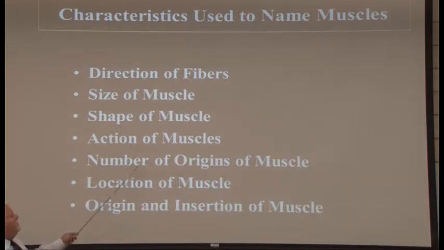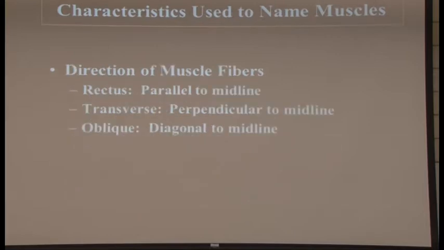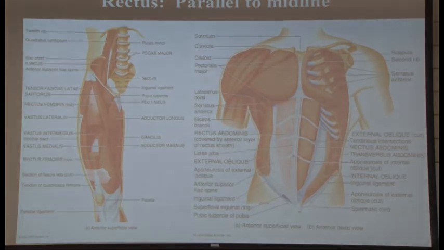And then what we'll see is that a couple of these characteristics can be used collectively to actually name a muscle in an effective way. So if we're looking at direction of fibers, then if we want to describe the fibers as running parallel to some ideal midline, then we would say the word rectus as a way to indicate those parallel fibers. We could have fibers running perpendicular to the midline, and then we would use the word transverse in the name itself. And we could have fibers running at an angle to the midline, and then we would use the word oblique. So yesterday in lab, we saw all three of these characteristics used in the muscles we looked at.